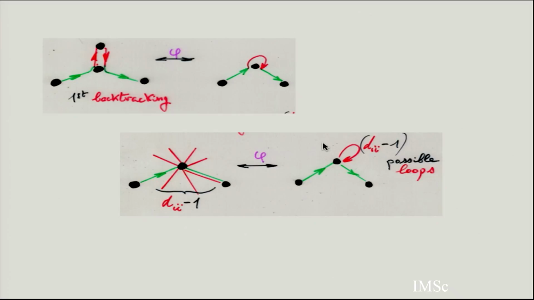So you see, you're killing involution. I am going to associate to all the (d_i minus 1) backtrackings loops, which will be weighted by minus t squared, the degree minus 1.